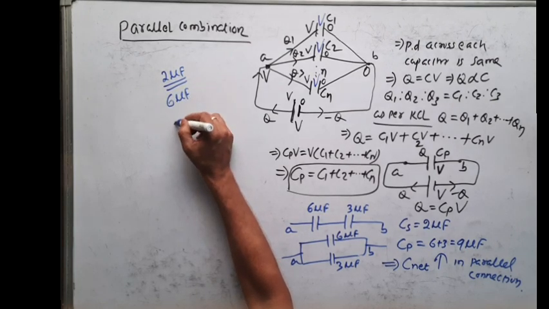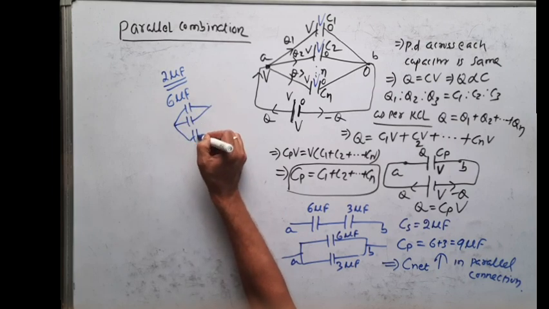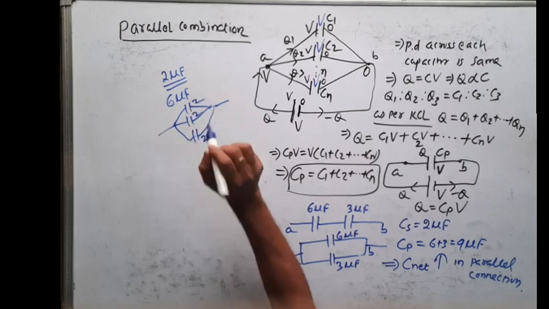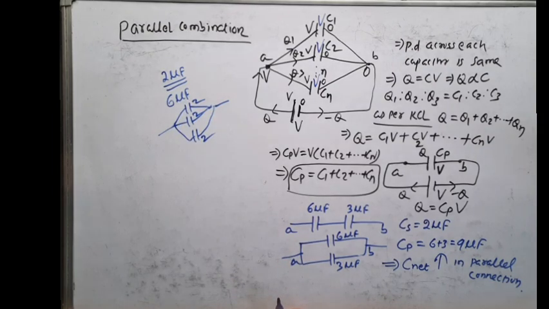So what we'll do? Just connect these 2 microfarad capacitors in parallel connection. So you will get this is 2, this is 2, this is 2. So net capacitance will be 6 microfarad. Okay. So this is about the parallel connection.